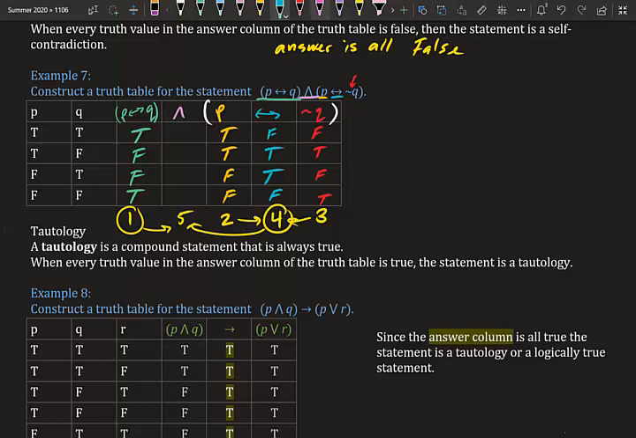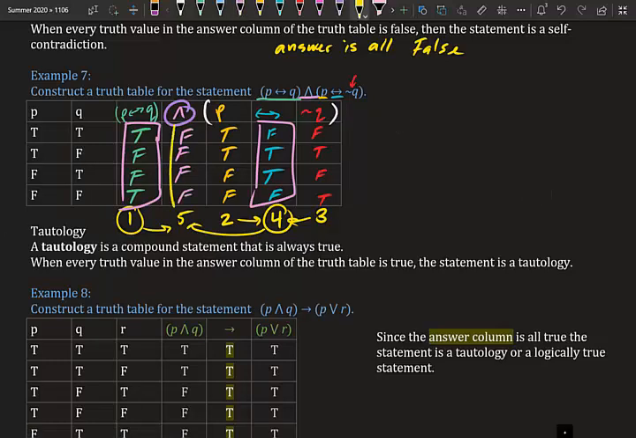Now to bring it together, we're going to be looking at 1 and 4, and we're using and. So T and F is F. F and T is F. F and T is F. T and F is F. So you see how it's all F? That means that this is a self-contradiction.